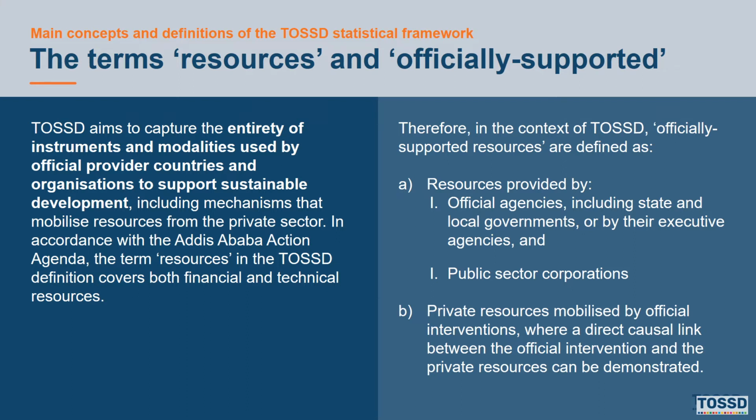First, resources provided by official agencies, including state and local governments or their executive agencies, as well as resources provided by public sector corporations. Secondly, officially supported resources include also private resources mobilized by official interventions, where a direct causal link between the official intervention and the private resources can be demonstrated.